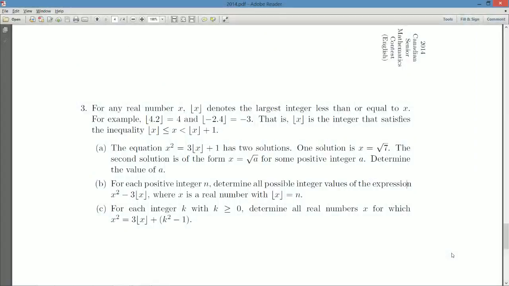For each integer k, with k greater than or equal to 0, determine all real numbers x for which x squared is equal to 3 floor x plus k squared minus 1. Okay. So hopefully C part has some relation to A and B. And certainly the way that things have lined up on the paper, we can already see a little bit of a connection. If we rearrange this equation, we'll get k squared minus 1 on one side and x squared minus 3 floor x on the other. Well, we just did a question involving x squared minus 3 floor x. So we want all real numbers x that do that.